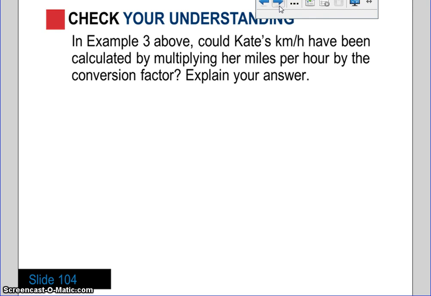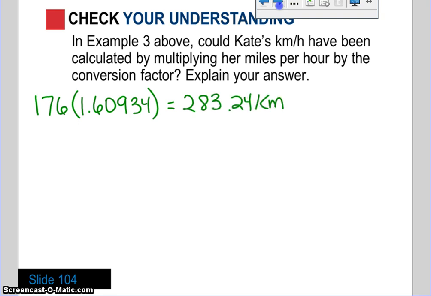Okay, it says in example 3 above, could Kate's kilometers per hour have been calculated by multiplying her miles per hour by the conversion factor? Explain your answer. And I'll tell you right away that absolutely we can do that. What we're going to do is just do the conversion the other way. So it's 176 miles. And I know from my previous example that 1 mile equals 1.60934 kilometers.